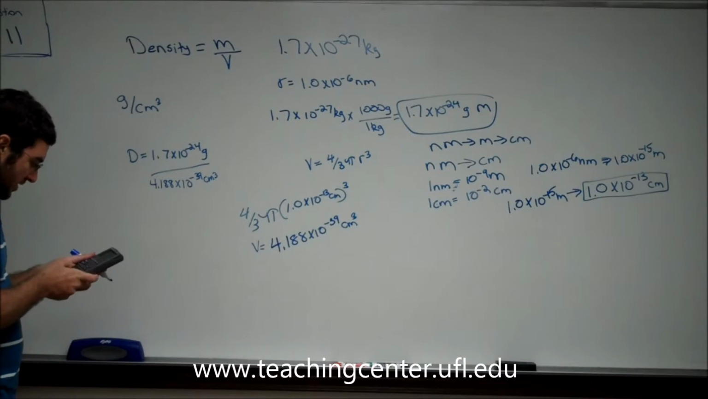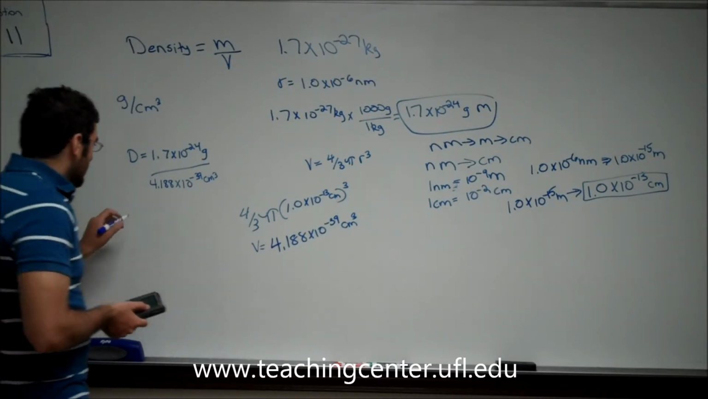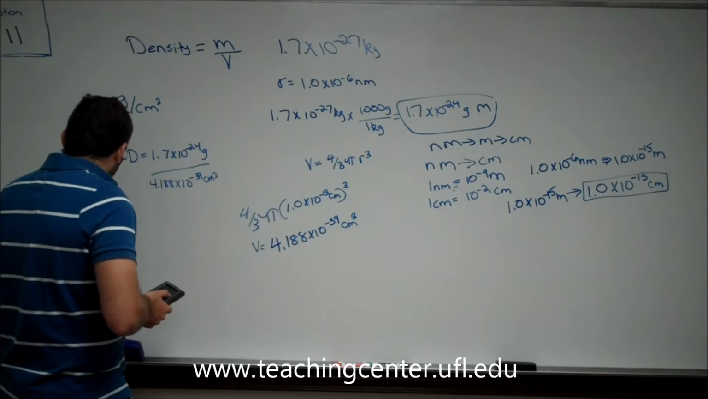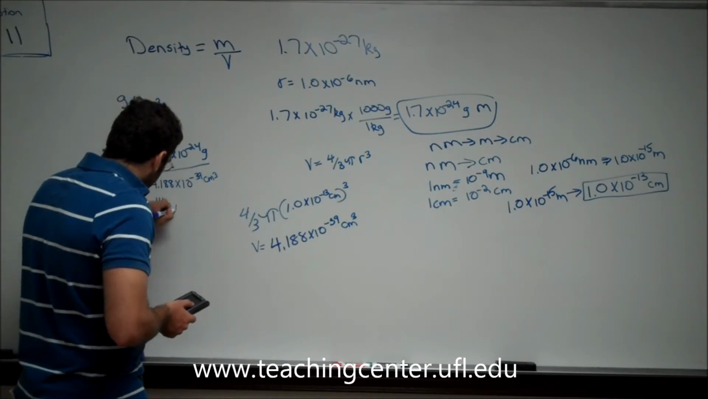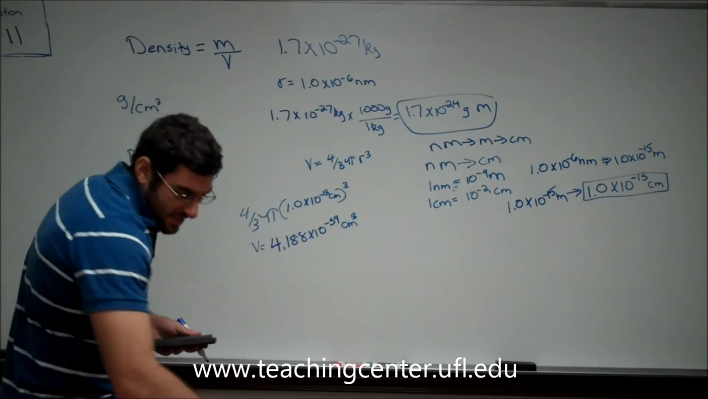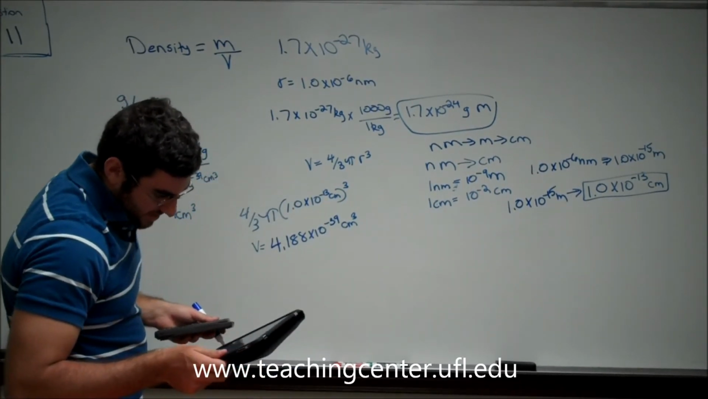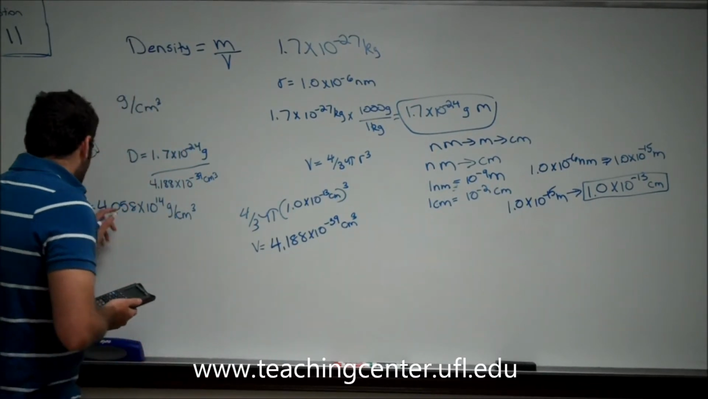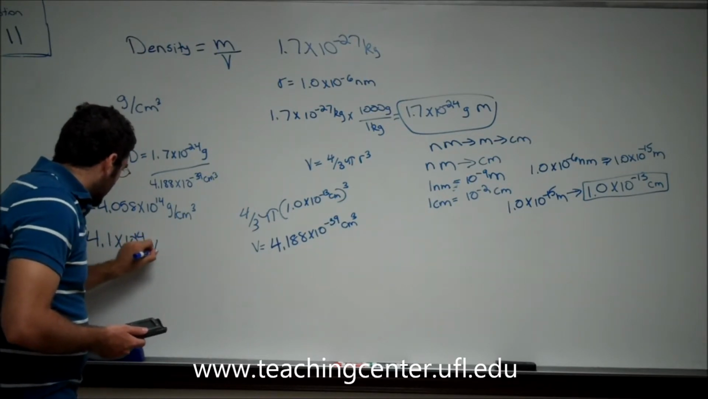So we do 1.7 times 10 to the minus 24 divided by 4.188 times 10 to the minus 39, and it will give us 4.058. So density equals 4.058 times 10 to the 14th grams per cubic centimeter. And if we look at our answer choices, the closest one would be rounding 4.1 times 10 to the 14th grams per centimeter cubed.